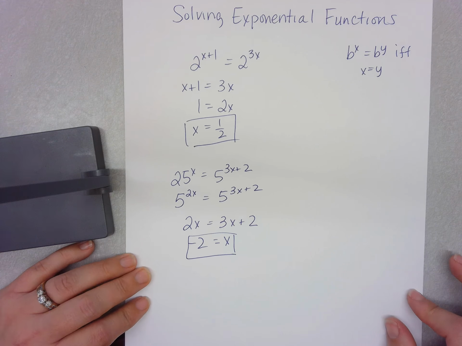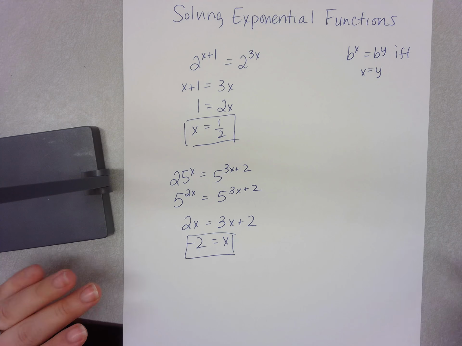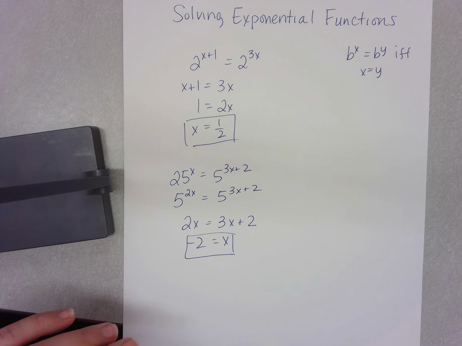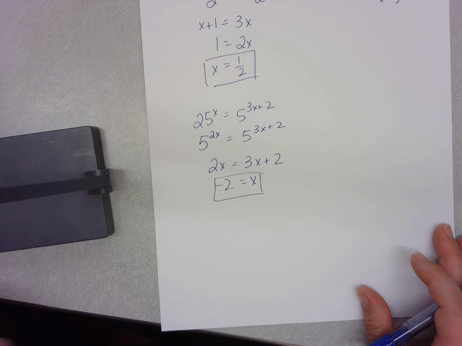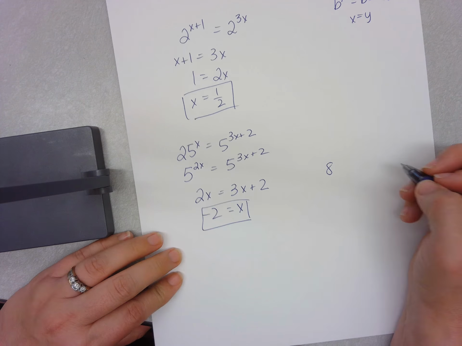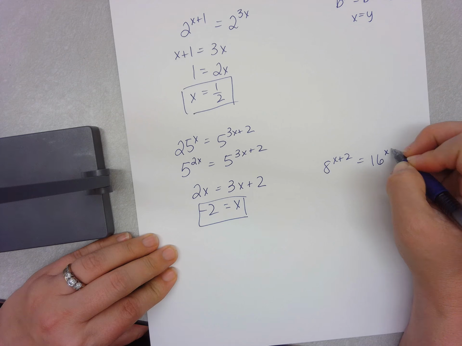Now, as long as I haven't done something wrong algebraically, those should be solutions because I'm starting out with an exponential function which doesn't have any kind of domain restriction on it. So let me do one more that's maybe just slightly more complicated. I have 8 to the x plus 2 equals 16 to the x plus 1.